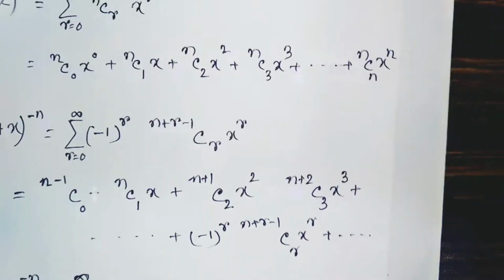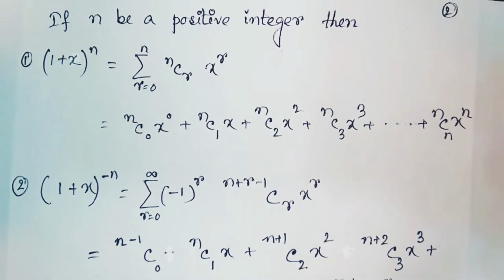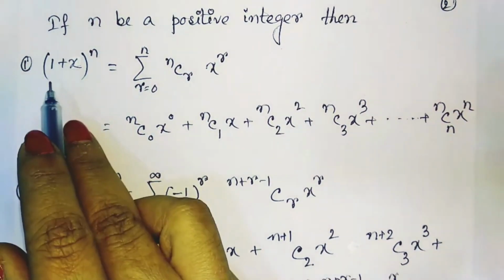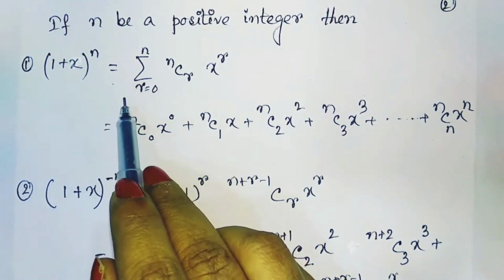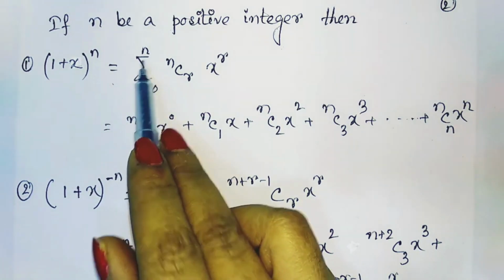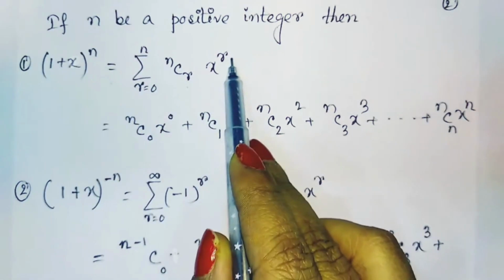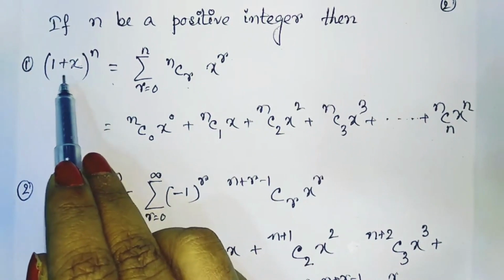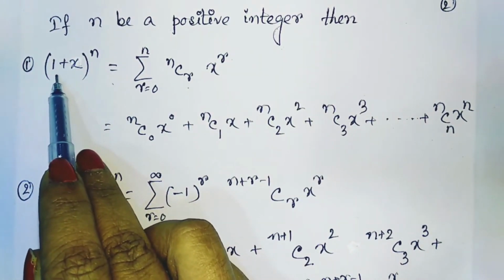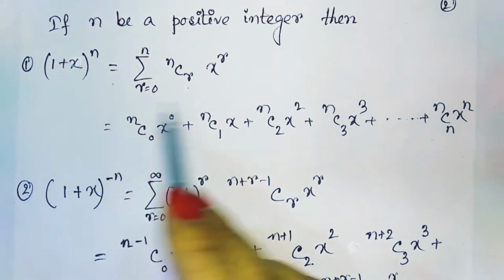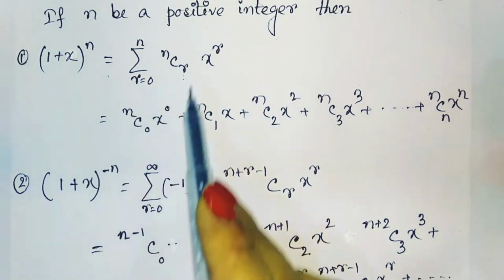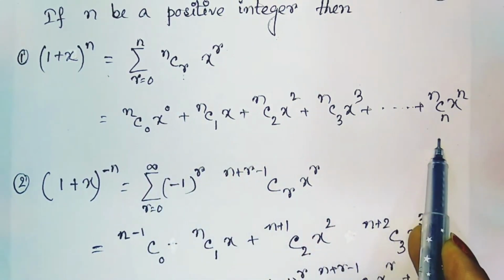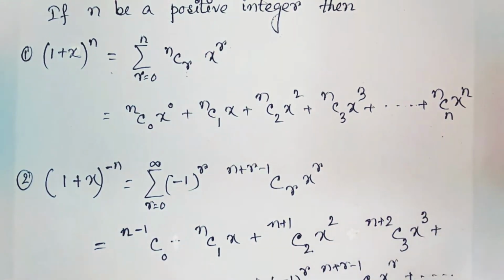Now, if n is a positive integer, then (1 + x)^n can be written as the summation of r from 0 to n, nCr x^r. Here we consider 1 instead of y, giving 1 + x. Now if we expand, we just substitute r for 0, 1, 2, 3 and we will get this series.